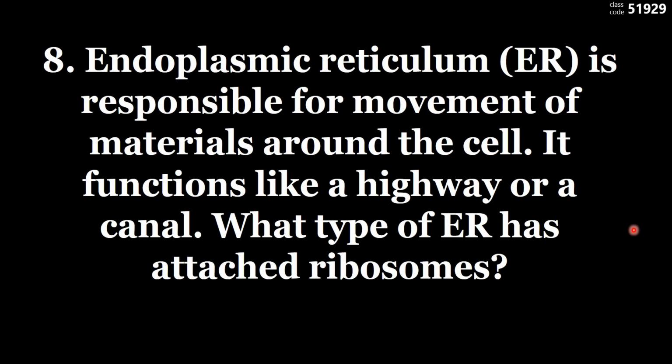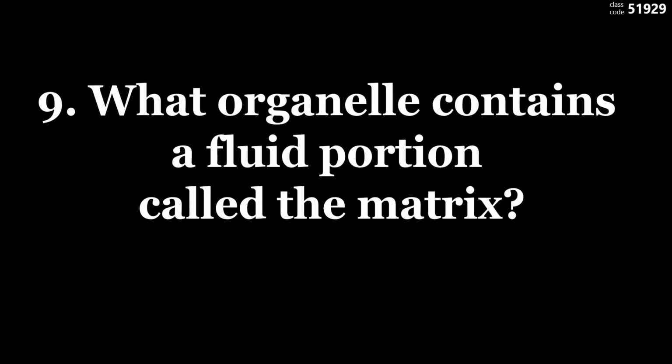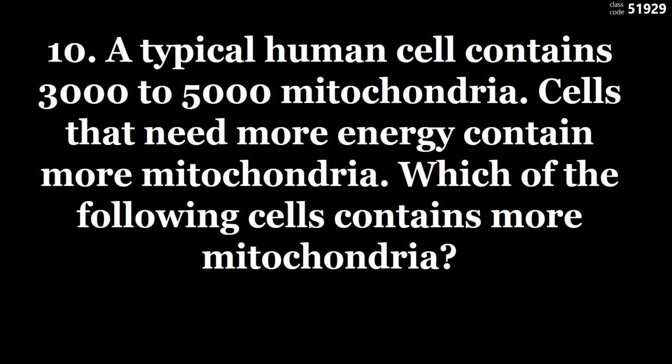Let's have number 8. Endoplasmic reticulum or ER is responsible for movement of materials around the cell. It functions like a highway or a canal. What type of ER has attached ribosomes? That is correct also. It is rough ER. Number 9. What organelle contains a fluid portion called the matrix? Okay, that's correct. Mitochondria.